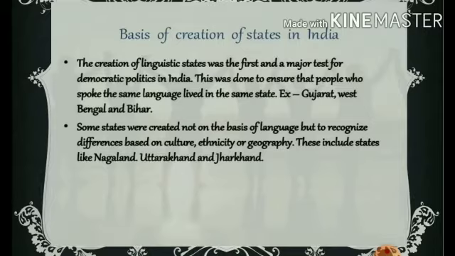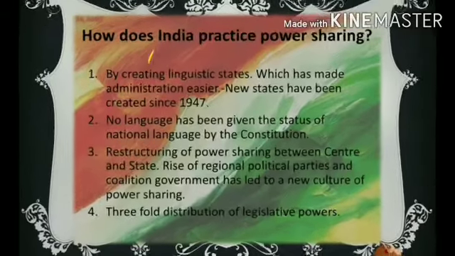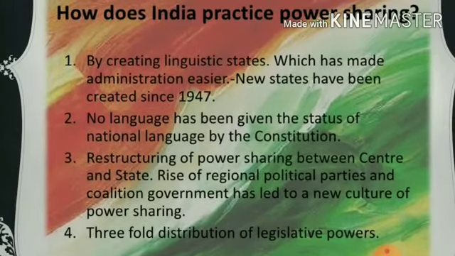Some states were created not on the basis of language, but to recognize differences based on culture, ethnicity or geography. These include states like Nagaland, Uttarakhand and Jharkhand. Now how does India practice power sharing? By creating linguistic states, which has made administration easier, new states have been created since 1947.